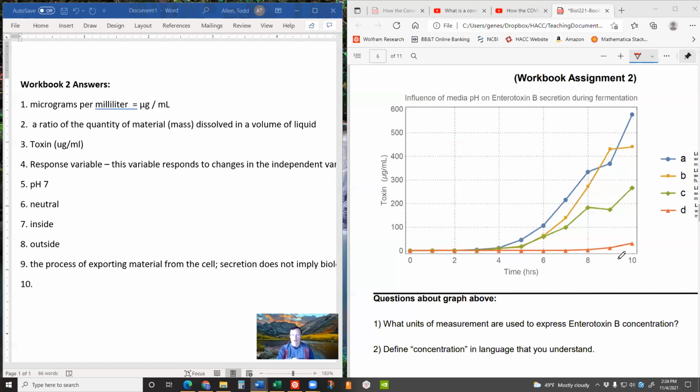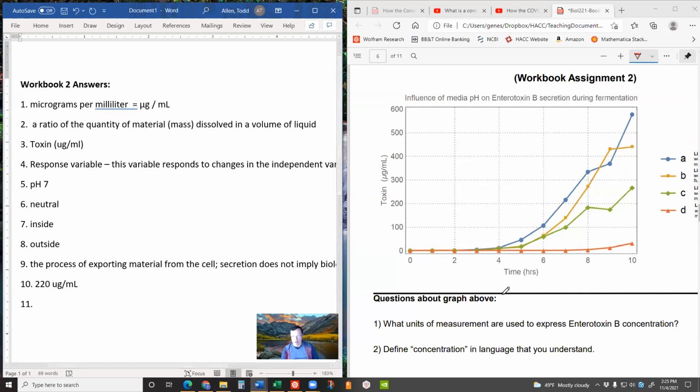So don't forget, the question is, what is the concentration? You can't just write a number down. You have to write a number and a unit, right? Units matter, folks. Units matter. So micrograms per mil would be part of your answer. About 220 micrograms per mil. So good job, folks, on that.